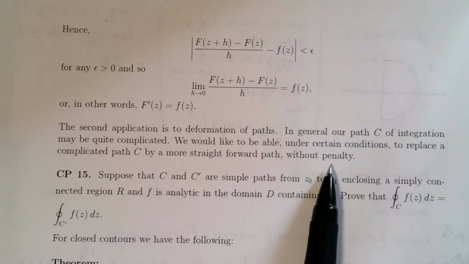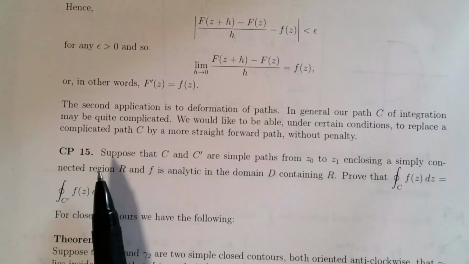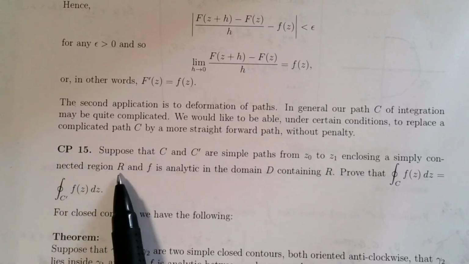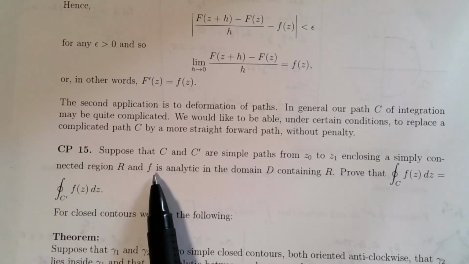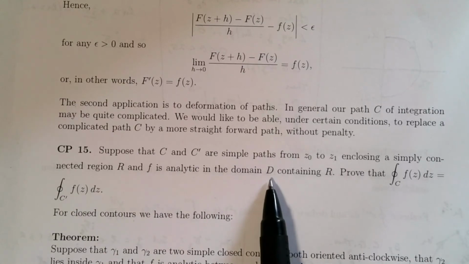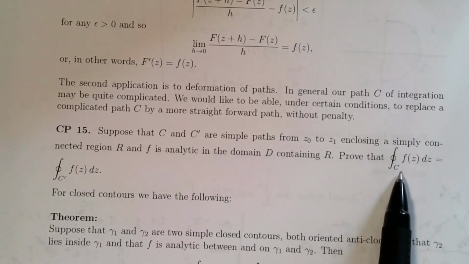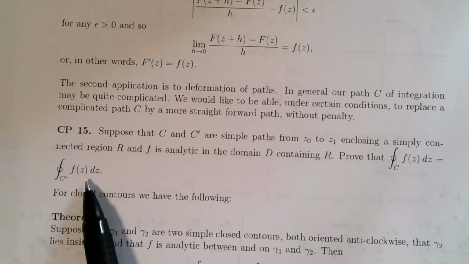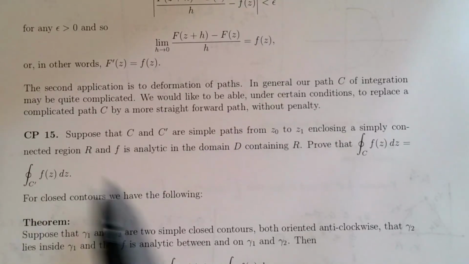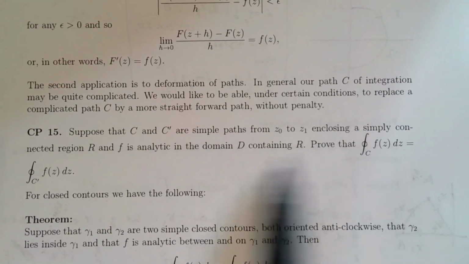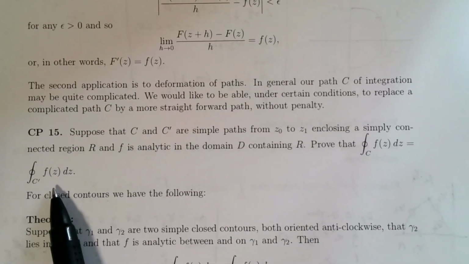And I leave you with a little challenge problem: if you've got C and C dashed, simple paths from Z0 to Z1 enclosing a simple region R, and if f is analytic in a domain D containing R, then you're invited to prove that the integral along C equals the integral along C dashed. And that's not very hard to do. In fact, you simply integrate along C and then go along C dashed backwards, and that'll give you a closed contour. The integral of that is 0, and then this will just fall out. So that's an easy exercise there.